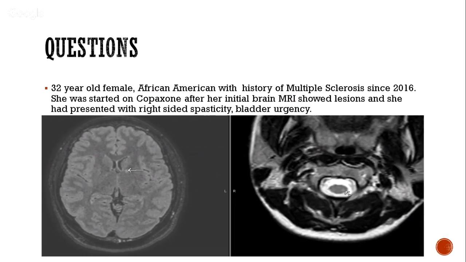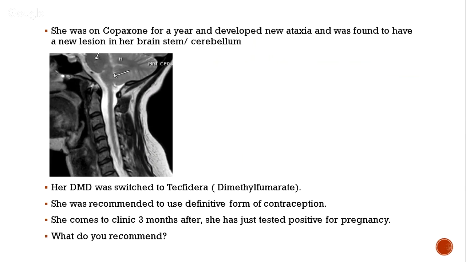32-year-old African-American female with history of MS since 2016. She was started on Copaxone after her initial brain MRI showed lesions, and she had presented with right-sided spasticity and bladder urgency. So those are her lesions. She has something going on here on the left side, and then this is also on the left side. I think this is the new right-sided spasticity and bladder urgency. Oh no, this is the next one.